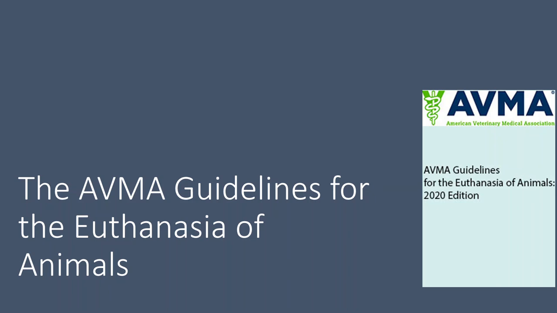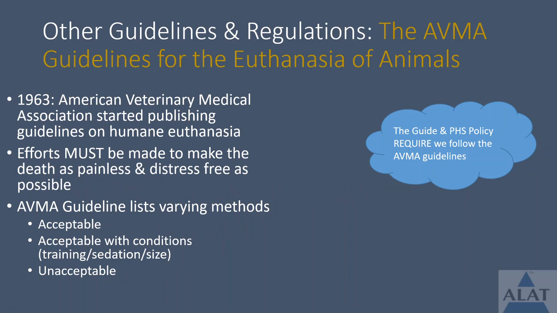Other guidelines and regulations. The AVMA guidelines for the euthanasia of animals. Some research animals require euthanasia during or at the conclusion of a study. It's crucial that euthanasia be performed with the utmost respect and in a manner that minimizes pain and distress. The American Veterinary Medical Association, AVMA, has developed comprehensive guidelines for the euthanasia of animals. These guidelines outline acceptable, acceptable with conditions, and unacceptable methods of euthanasia for various animal species.